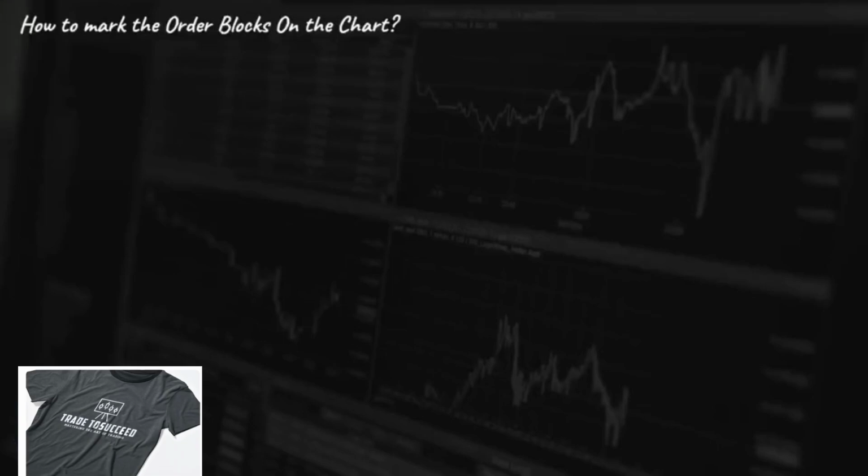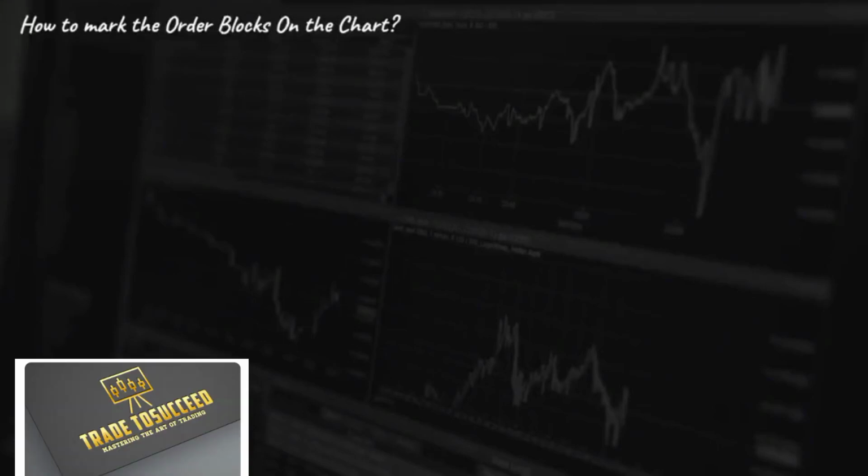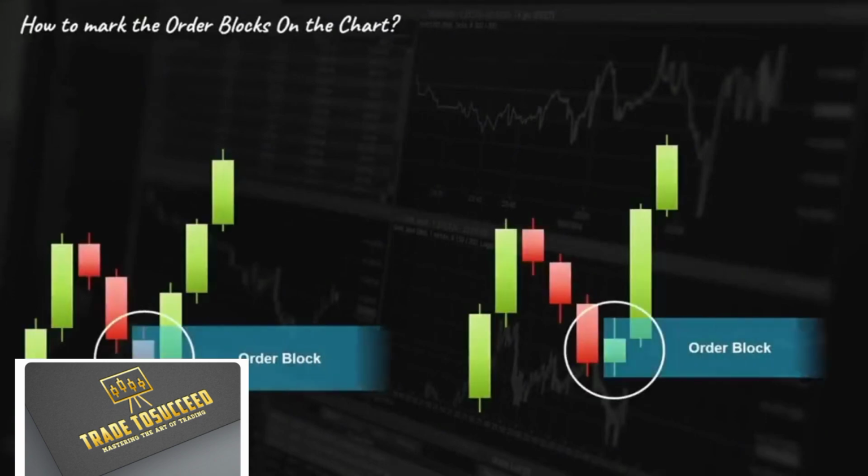Now that we have discussed the rules for identifying a valid order block, let me show you how to effectively mark them on the chart. We mark the last candlestick before the start of a drastic bullish move as our order block zone. Regardless of the candle color, we believe that the decisions are made during this candle, which makes it an important area where the buying orders reside.